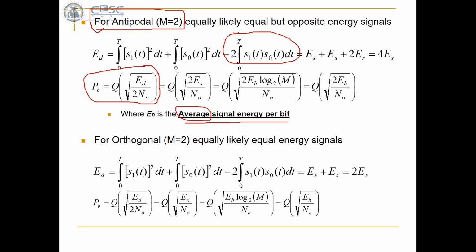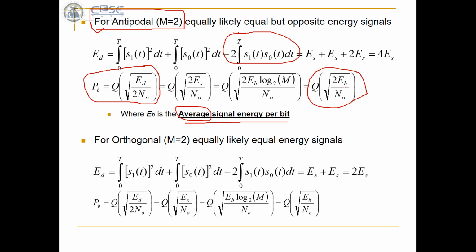So ES is related to EB using this expression. We have talked about it in the first few lectures of this course. ES is equivalent to EB log 2 of M. Here capital M is equivalent to 2, so log 2 of 2 is 1, right? So effectively this is equivalent to 2 times EB, which is repeated here, right? So that's another representation of our probability of error in terms of average signal energy per bit, right?